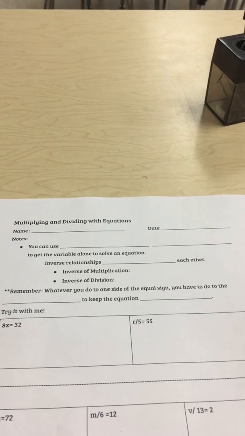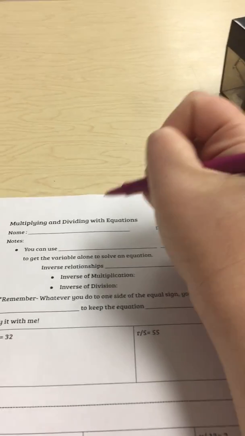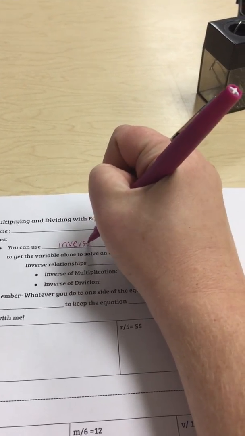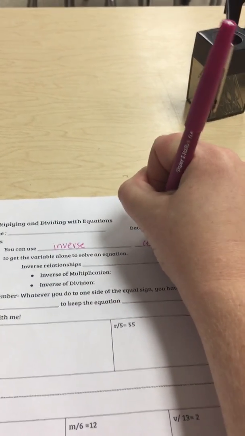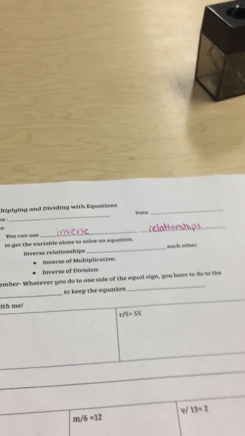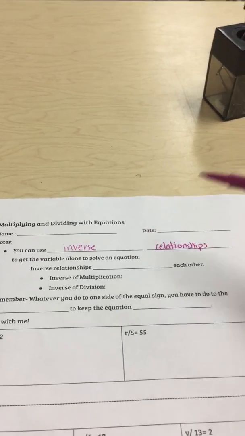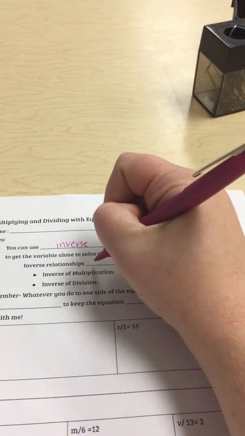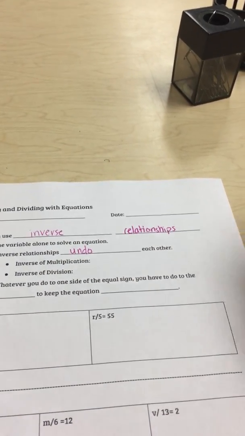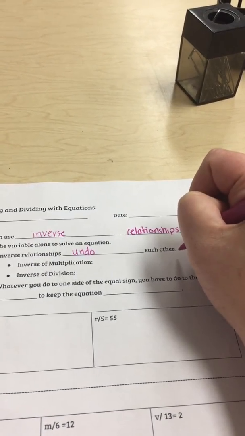Awesome. So we talked about yesterday using inverse relationships or opposite relationships to help us solve equations. And the reason we do that is our whole goal to solve an equation is to get the variable by itself on one side. So we use inverse relations to do that because inverse relationships undo each other. So for our example the other day, we used addition. Today we're going to use multiplication.